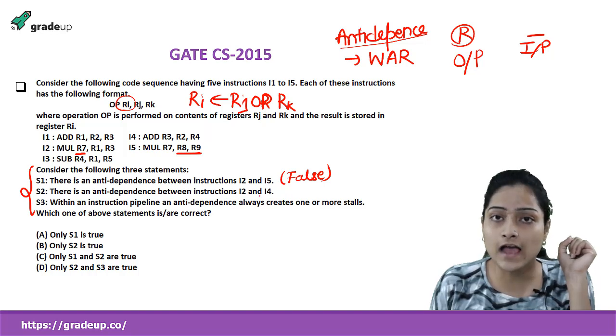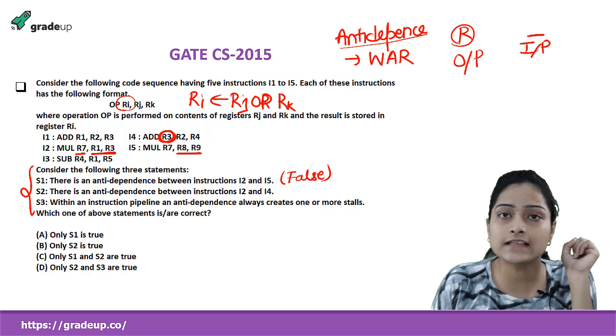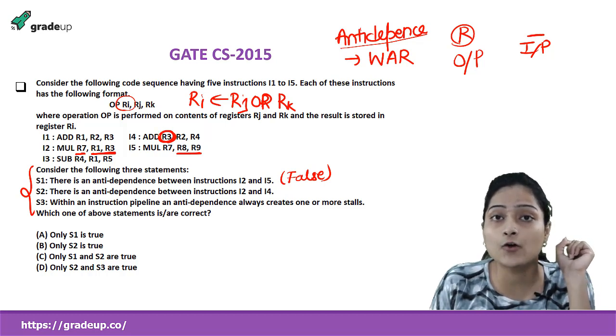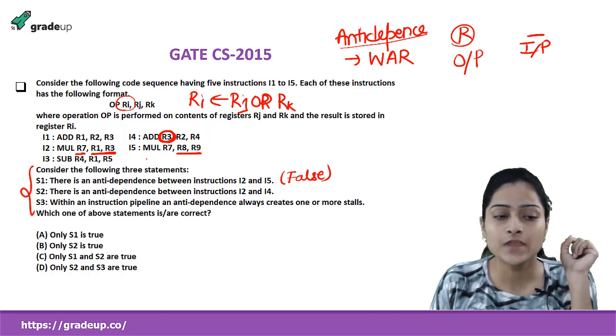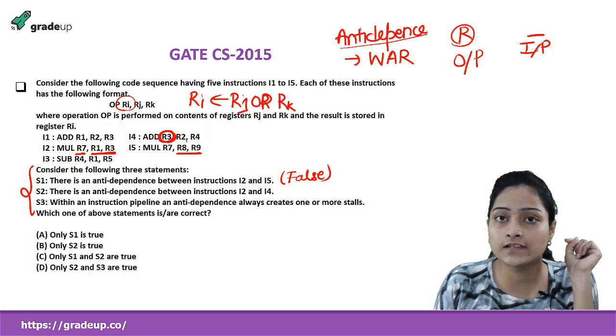Let us check for I2 and I4. In I2, see, we are having input registers R1 and R3. But in I4, this R3 is present in the place of the output register. So here anti-data dependence exists. There may be chances, if you perform instruction scheduling for removing the stalls, that this R3 is going to update this value before I2 can read it. So this is the problem. This is the anti-data dependence existing between I2 and I4.